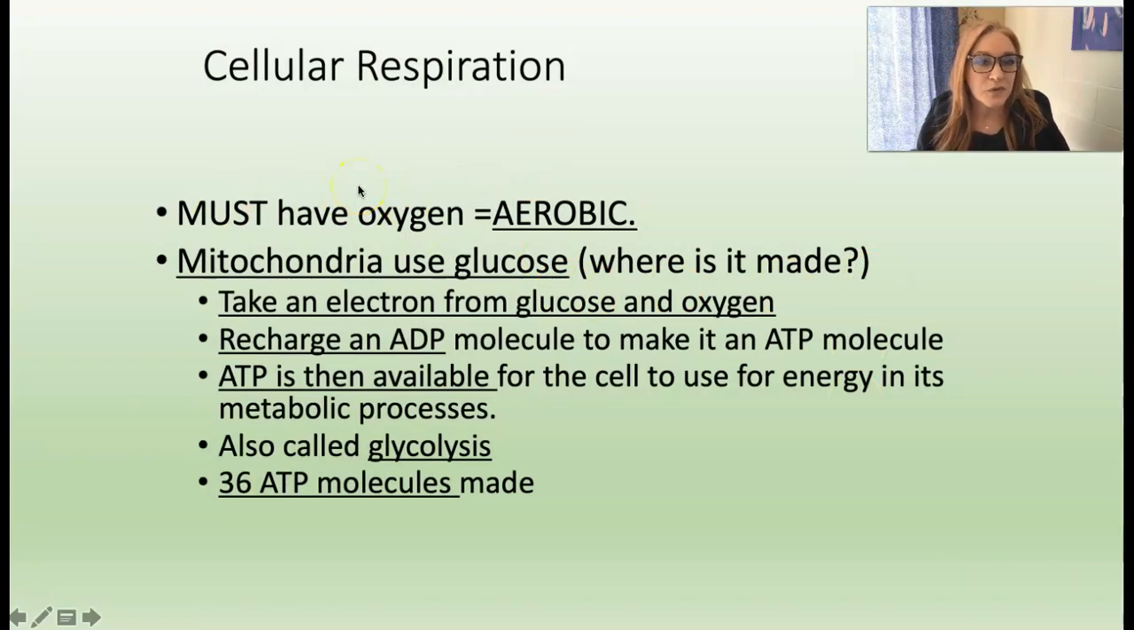That's why you have to breathe. That's why if you don't breathe, you die. It's because your cells run out of energy, literally. Mitochondria use glucose, and where do we get glucose again? Where is glucose made? What's the process? You're right, photosynthesis. That builds those glucose molecules stored in a plant.